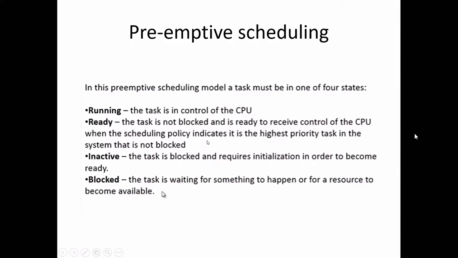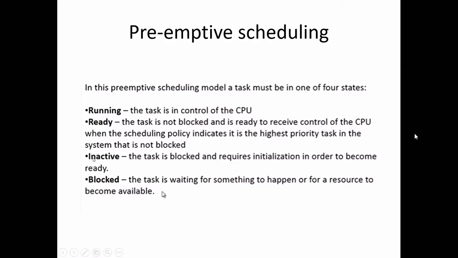It is ready to receive control when the scheduling policy indicates it is the highest priority task in the system that is not blocked. See, in the scheduling policy, when a particular task has gained the highest priority, it becomes ready. Inactive, what is inactive? The task is blocked because it could not finish on time, it had some failure, so it got blocked. It requires initialization in order to become ready.